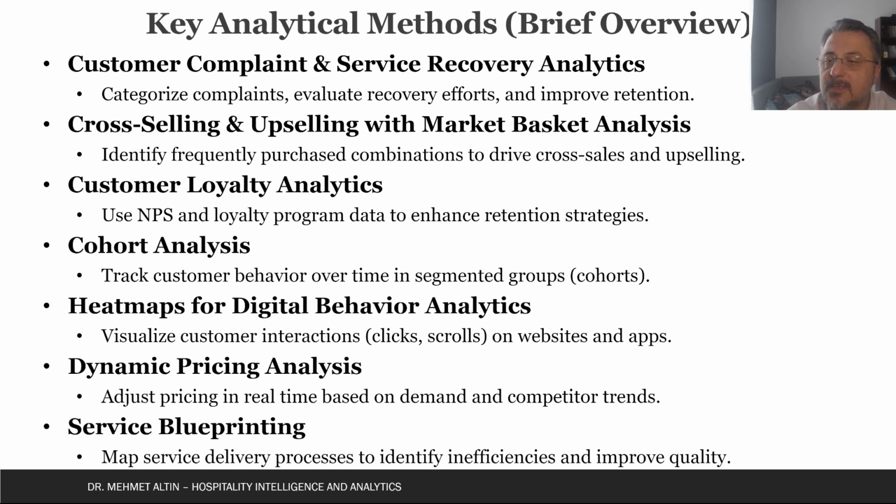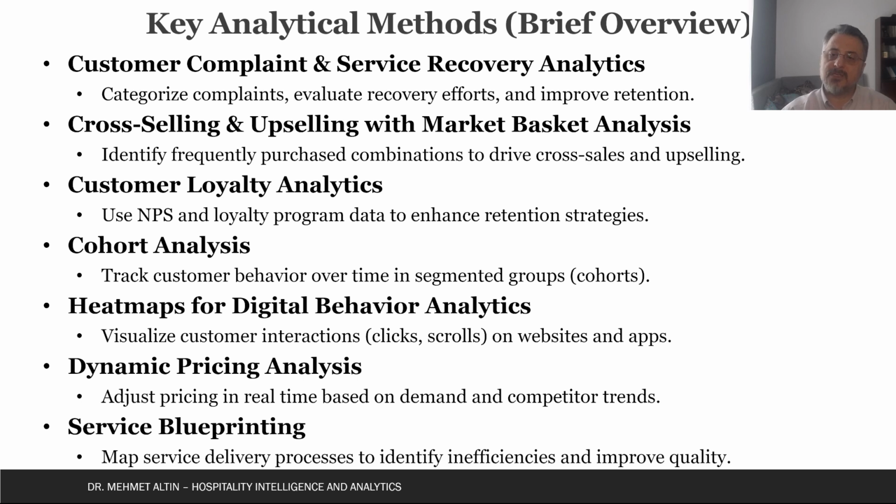Continuing with the key methods, we have several more analytical approaches. Customer complaint and service recovery analytics focus on identifying recurring issues and assessing how effective recovery efforts are at improving customer satisfaction. Cross-selling and upselling with market basket analysis is about analyzing purchase patterns.